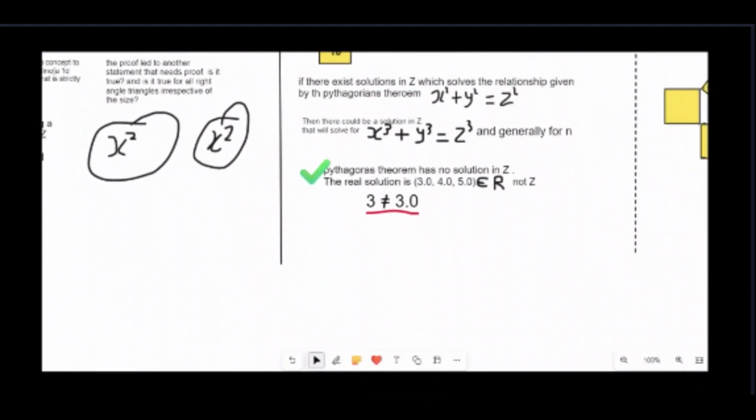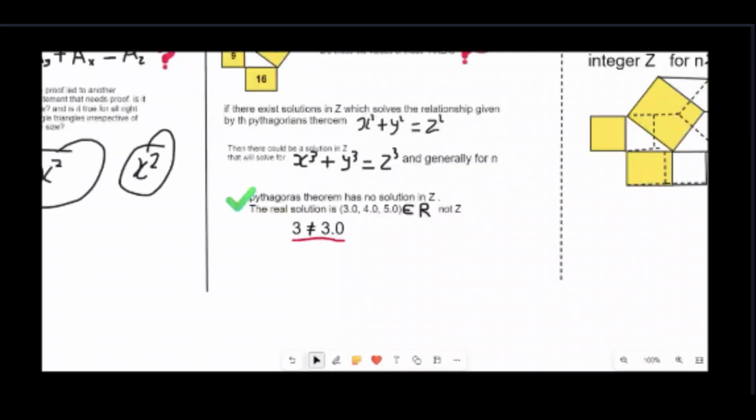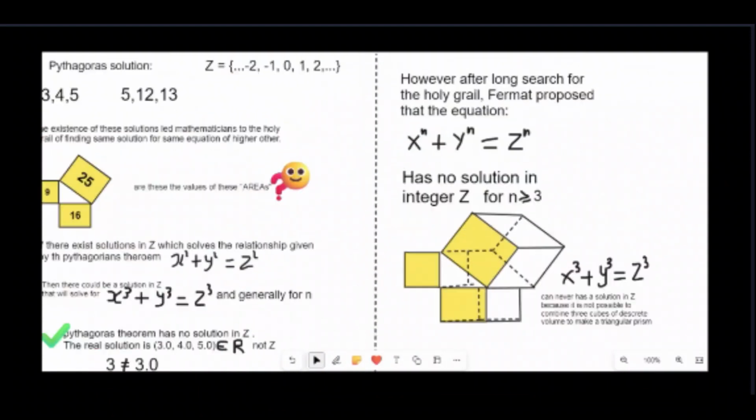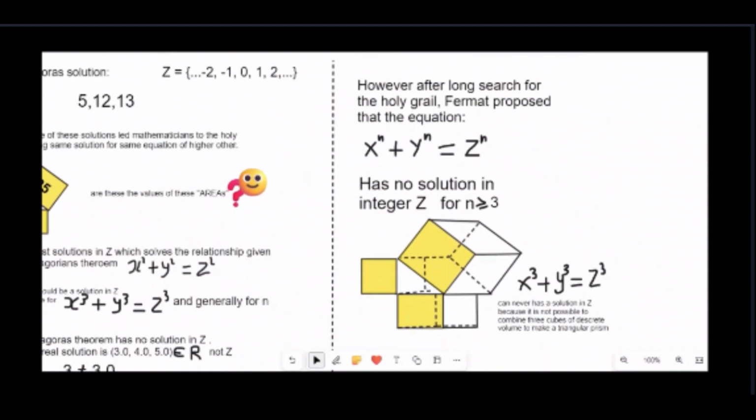There is a difference, and in my next video I'm going to explain the difference between 3 and 3.0. There is a big difference between 3 and 3.0. So watch out for my next video, where I'm going to explain in detail why 3 is not equal to 3.0. They are not the same thing. The solution you see, 3, 4, 5, is actually 3.0, 4.0, and 5.0, and they belong to R, the set of real numbers, not Z. They are not integers.